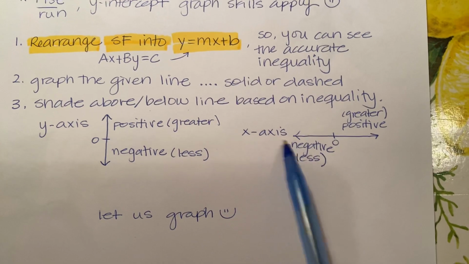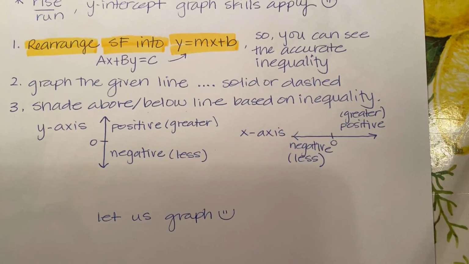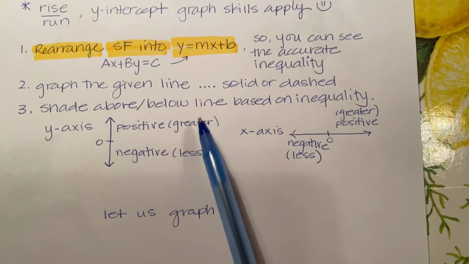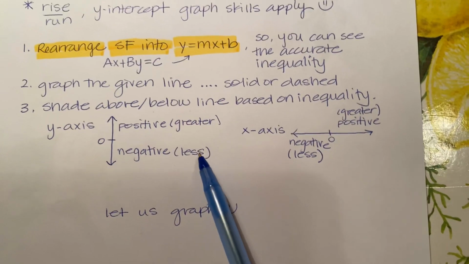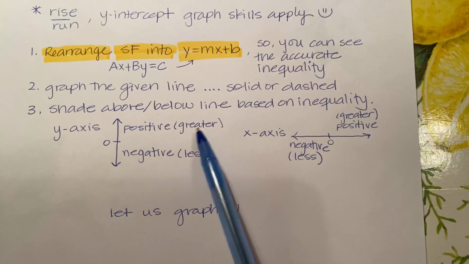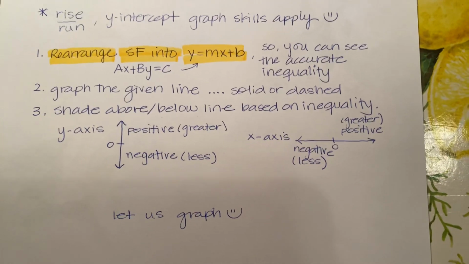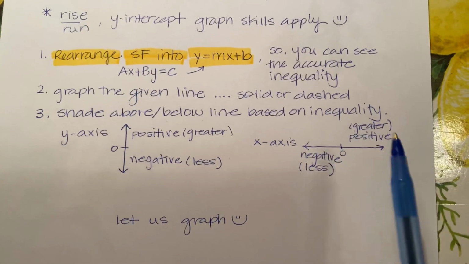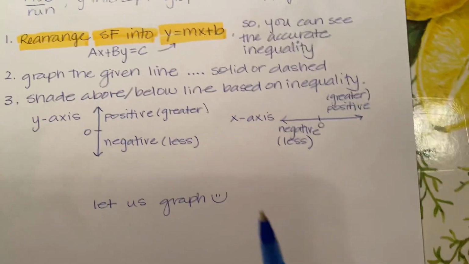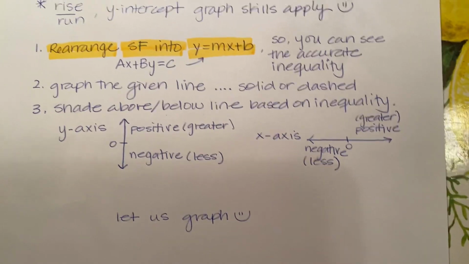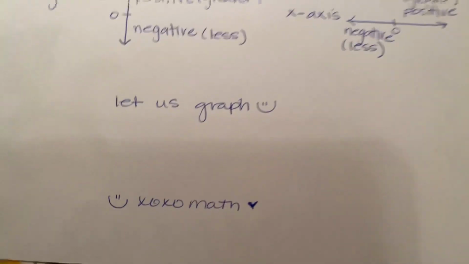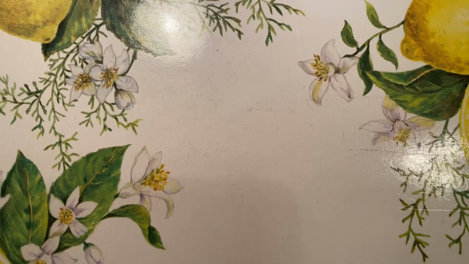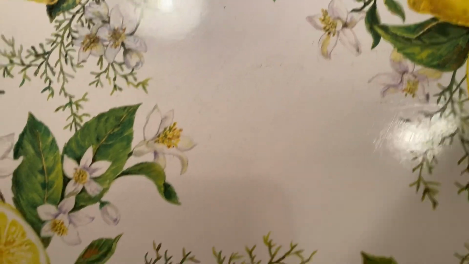Okay, why am I talking about this? When we go to shading, I'm going to randomly pick two numbers and ask you which one's greater. It's that easy, okay? You just compare, and you know how to compare integers. Okay, let us graph now. So that was that page. Oh, sorry, page 2.